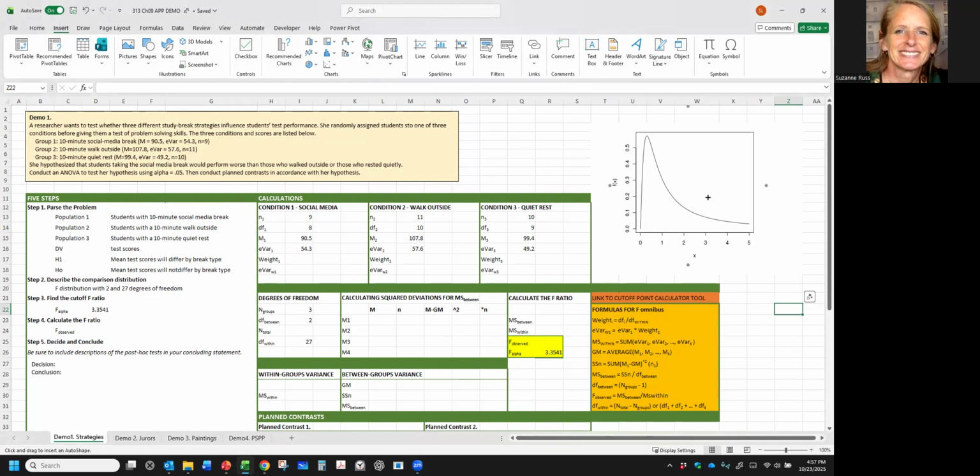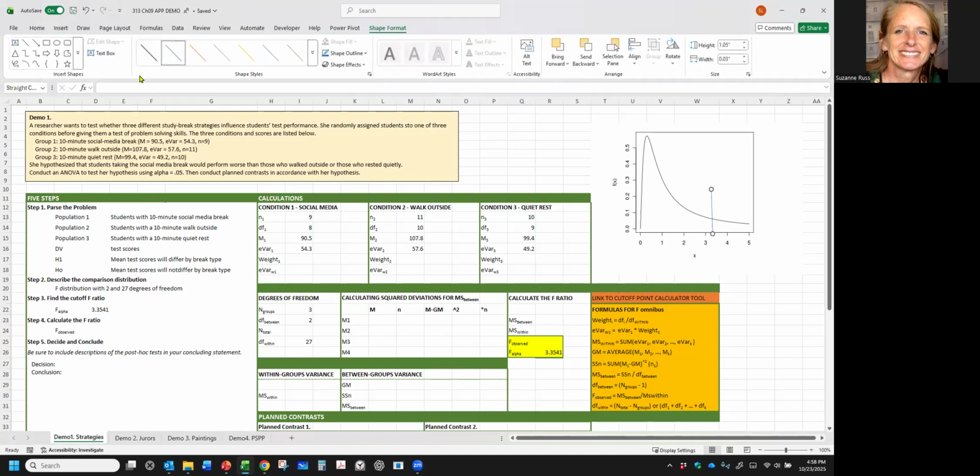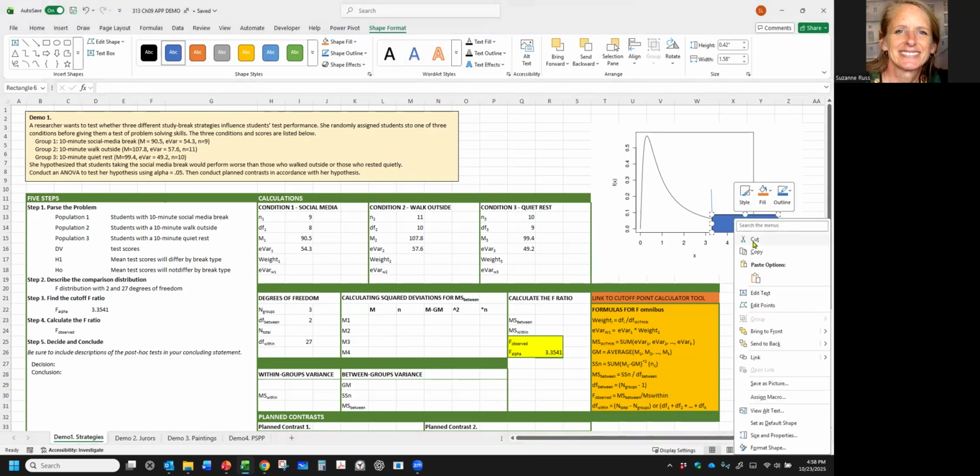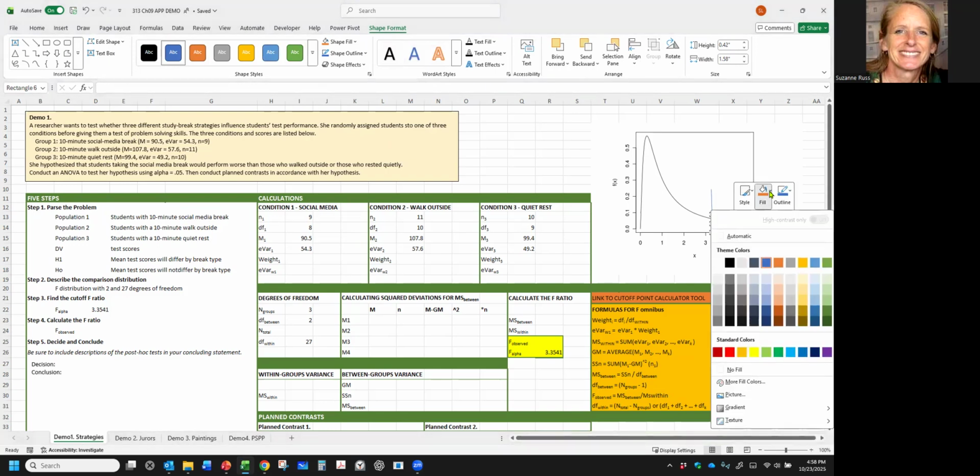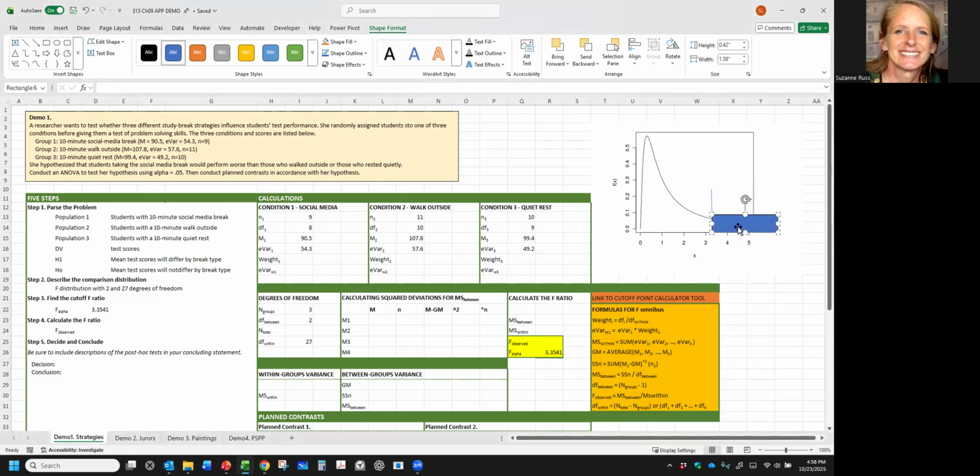So we have a 3.3541, which is going to fall right about here. And what that means is that the reject region, let's draw this like so, is going to fall into this tail. So in a nutshell, we're just looking for a cutoff point, a score that is greater than that 3.3541. We can insert that there.